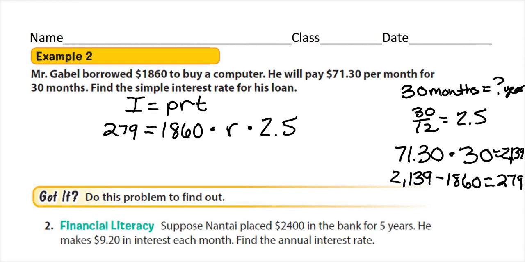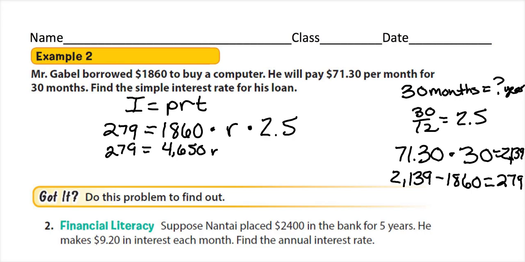Okay, so now we're ready to solve. So we're going to put some things together here. We're going to take 1860 times 2.5. We're going to solve the equation here. So 1860 times 2.5, so this is still 279 over here. 1860 times 2.5, that's 4,650.